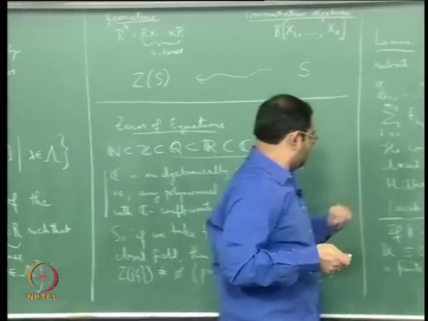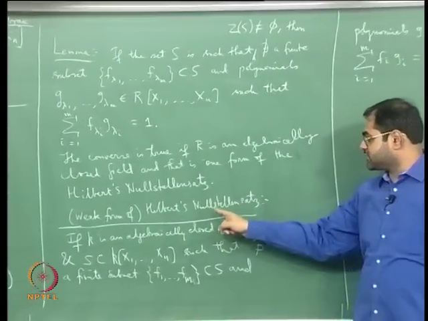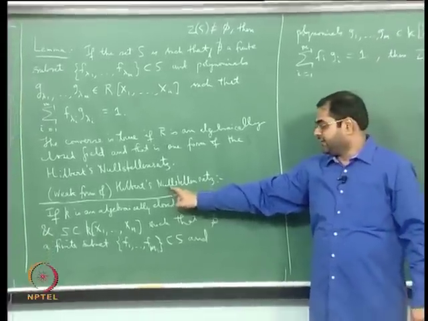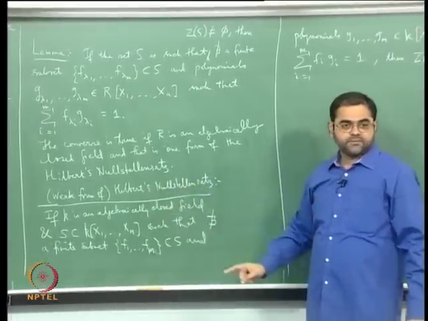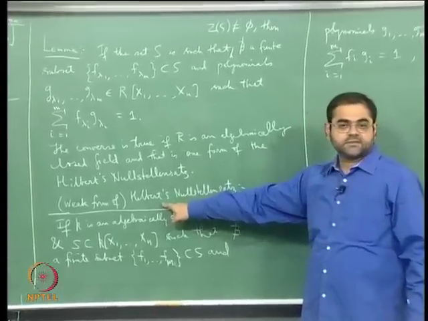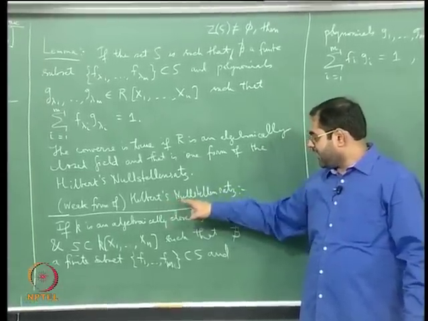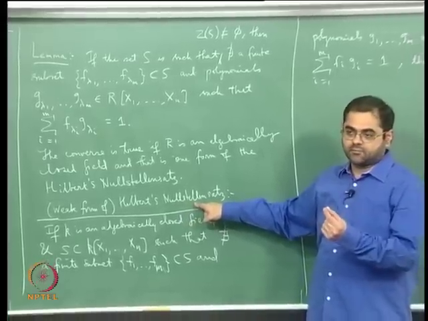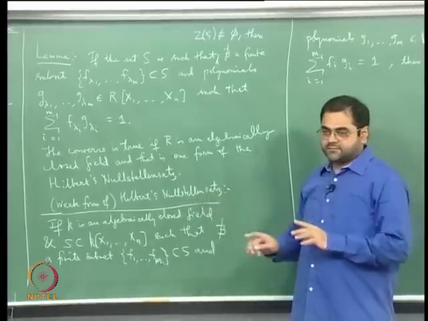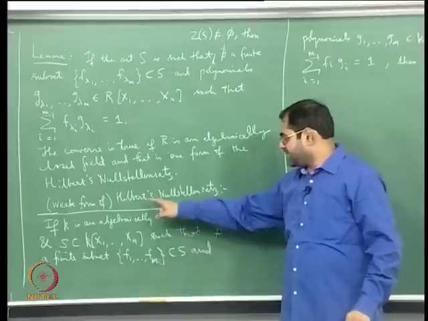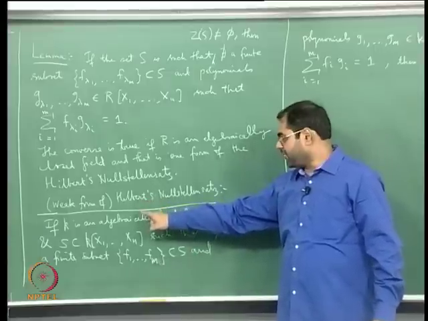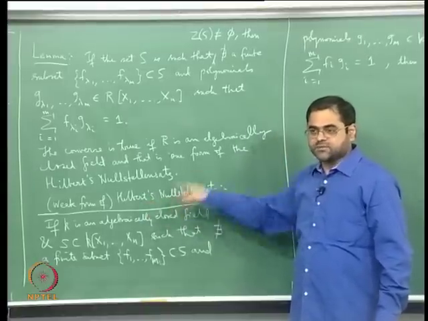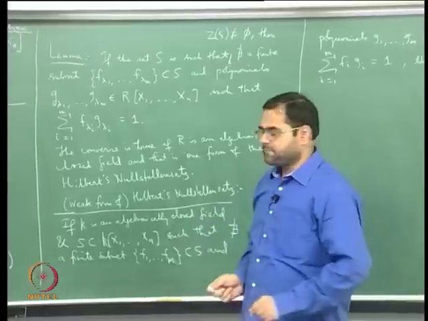Okay, incidentally I should tell you what this Nullstellensatz is. So this is German. Hilbert was a German mathematician, and of course one of the greatest of all time, and Null stands for zero, and Stelle stands for position or point, and Satz means theorem or statement. So if you translate it properly, it means Hilbert's theorem on zeros of a bunch of polynomials.